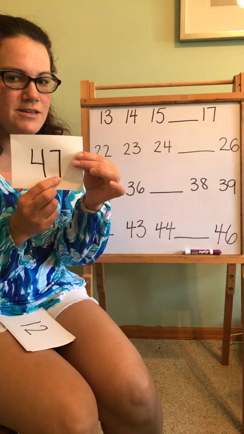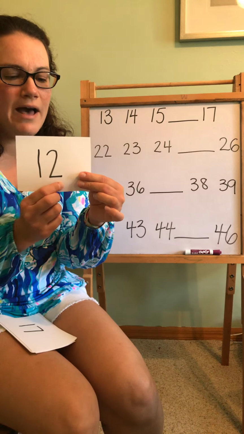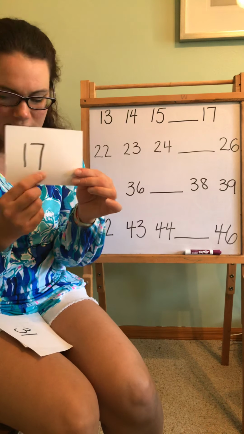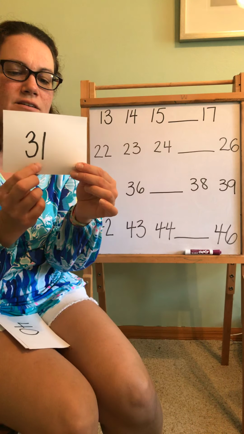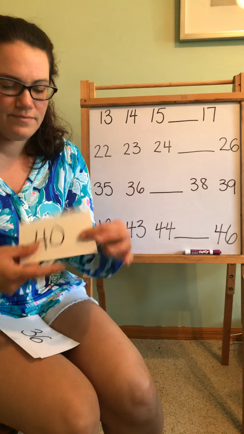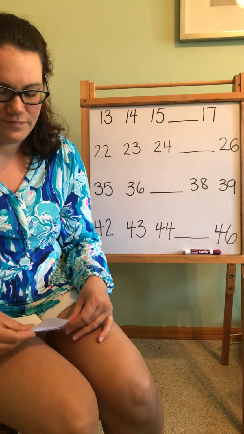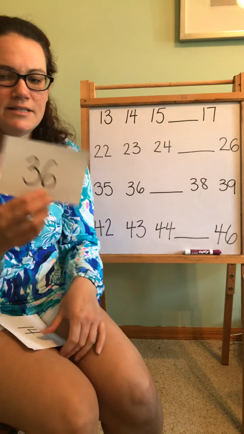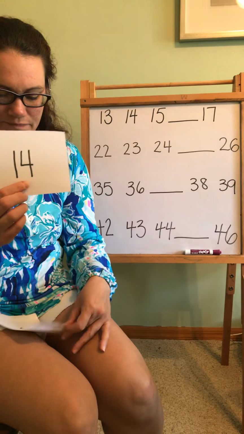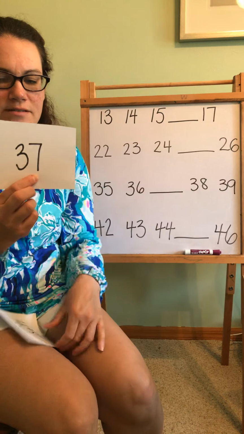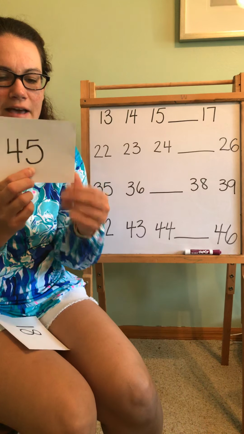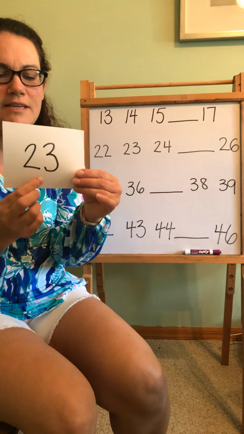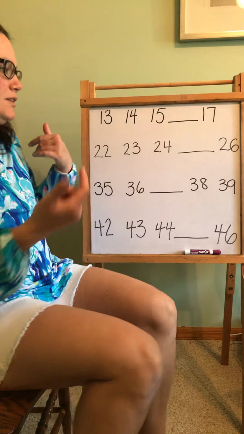47, 12, 17, 31, 40, 28, 36, 14, 37, 45, 18, and last but not least, 23. So now that we've reviewed numbers through the 40s, let's look at these missing numbers here.